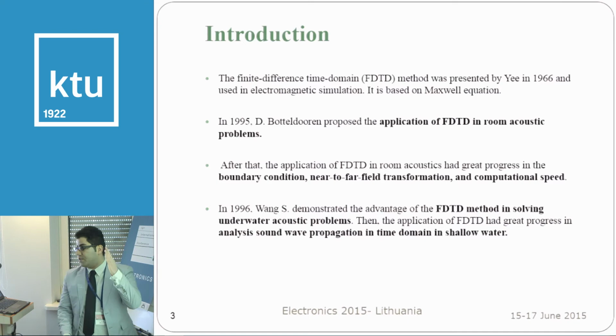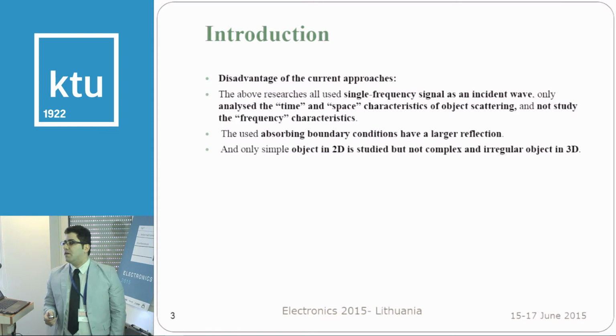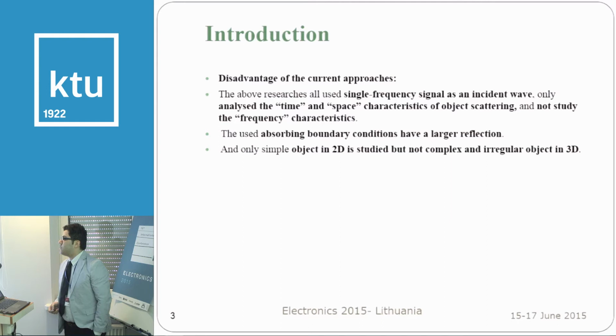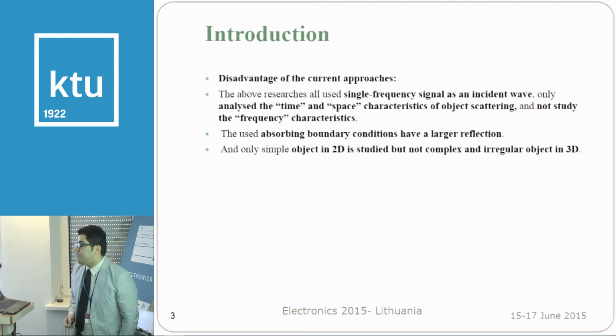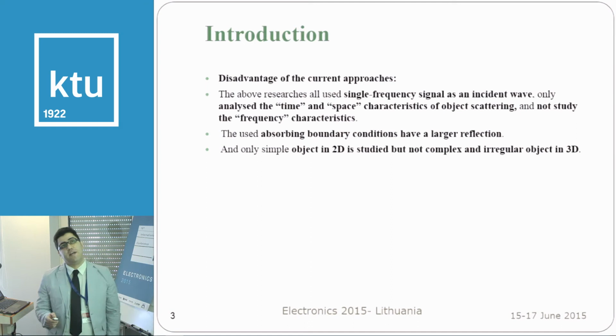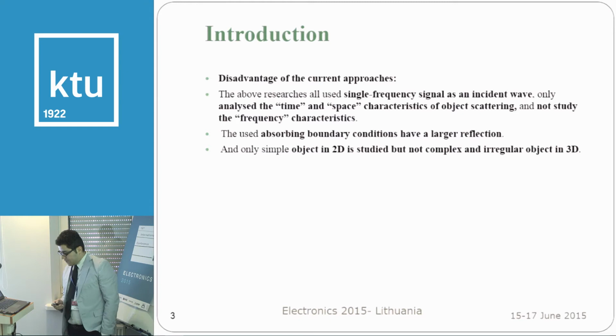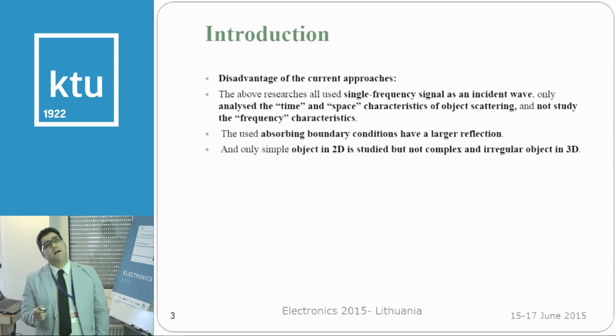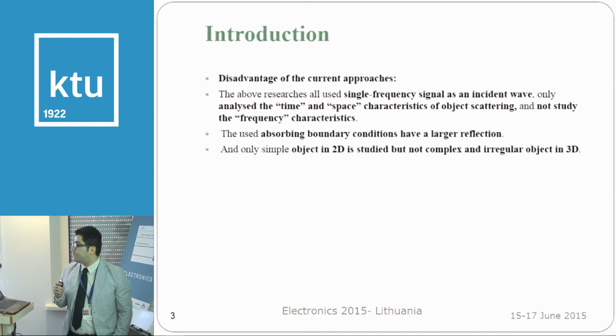So what are the disadvantages of the recent work? The first one is they consider only 2D objects, so they didn't consider complex objects, like 3D objects. The second one is they didn't consider absorbing boundary condition, which may cause large reflection as well. And the third one is they use a single frequency signal as incident wave, so they consider time and space, but not frequency characteristic. So in our proposal, we are trying to consider time and space and also add this frequency characteristic to our model.